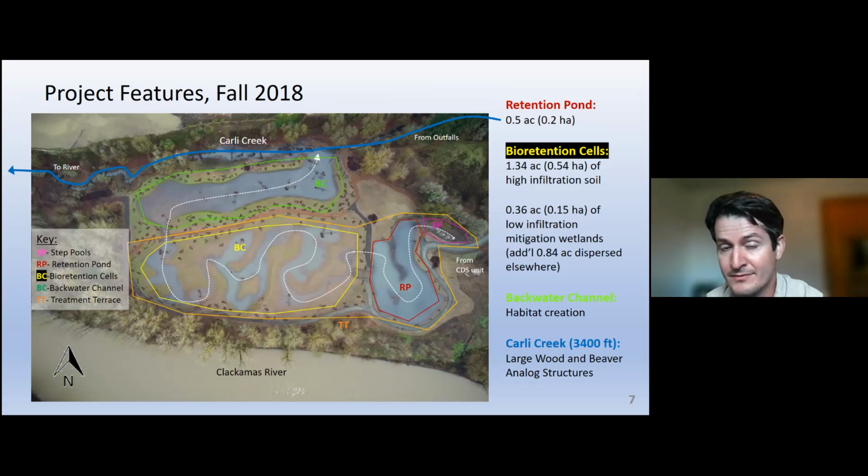It's intended to flood during heavy rainfall or when the Clackamas River is really high, which it might be right now after the rain we've had, and just, again, dampen out storm flows and allow time for water to just sit there and provide a refuge for any migrating fish as well.